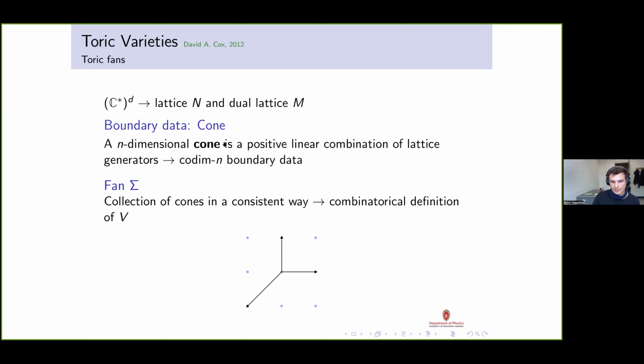Everything is collected in the data of cones, and if you collect the cones together, you get what is called a fan, and the fan just tells you how these cycles degenerate over various loci to form an interesting manifold. These fans are usually represented in this way. So we have our lattice N, and we have some lattice generators that are parts of our fan, and the cones are then combinations of these lattice generators.